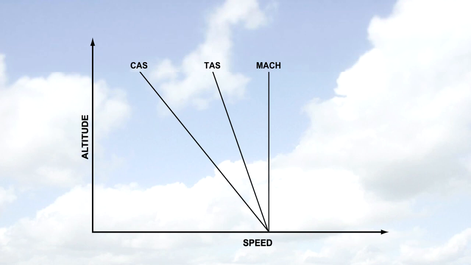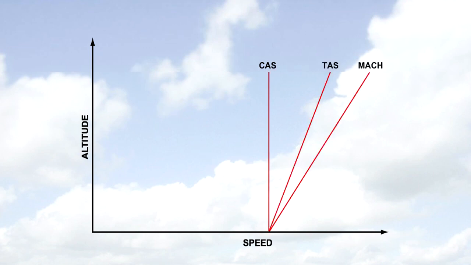The same can be done with decreasing altitude. If the CAS is kept constant during the descent, keep the CAS line vertical and notice that the TAS and Mach number lines slope as shown. This means that if CAS is constant during a descent, the TAS and Mach number will decrease.